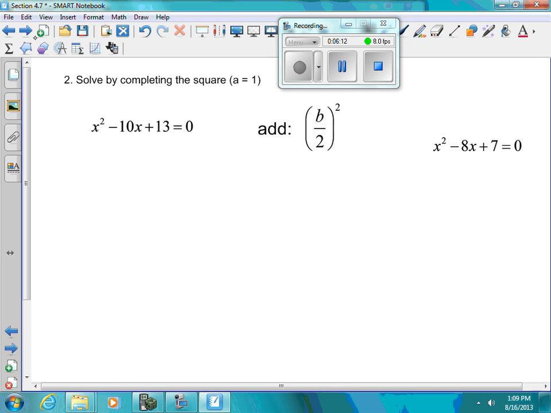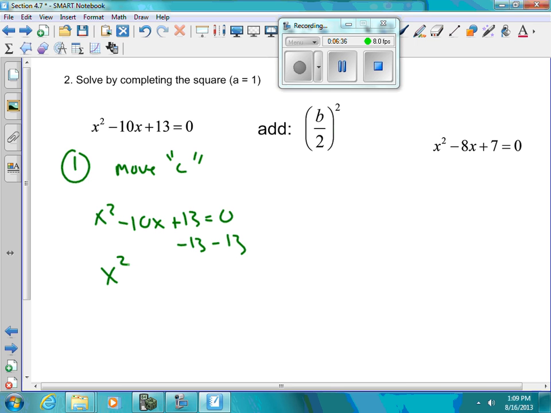First step, which seems counter to anything you've ever done when solving quadratics. You've always gotten everything on one side and 0 on the other. But if you're completing the square, you have to move c. And I mean the c term. So x squared minus 10x plus 13 equals 0. We're going to subtract 13 from both sides. So we get x squared minus 10x equals negative 13. That's our first step.